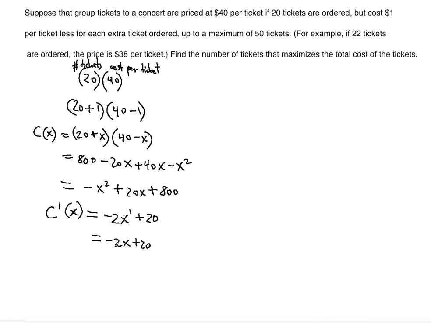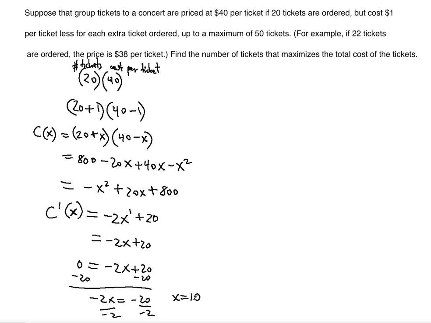Now we set this derivative function to 0 to find the x that will yield a derivative of 0. So 0 is equal to minus 2x plus 20. Subtracting 20 on both sides gives us minus 2x is equal to minus 20, and dividing both sides by negative 2 gives us x is equal to 10.